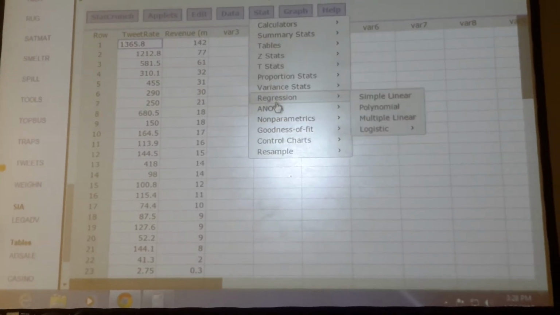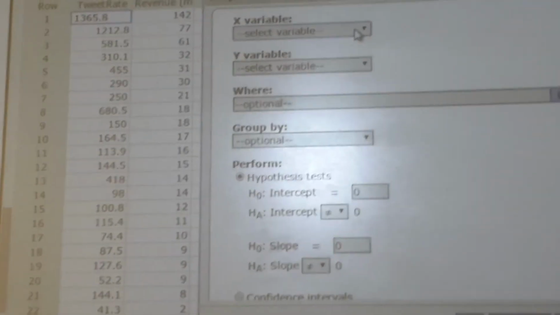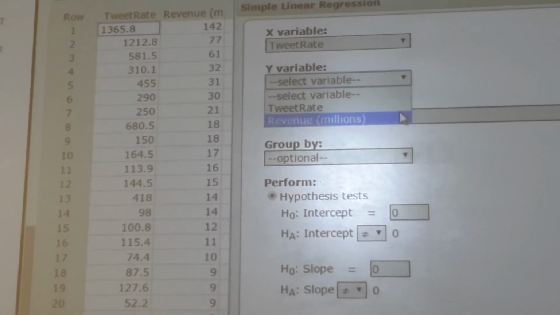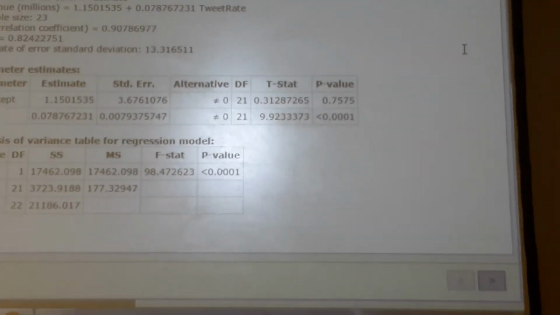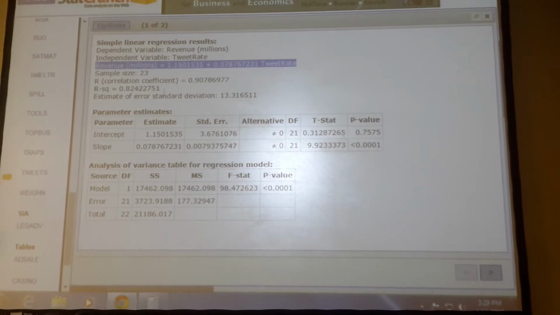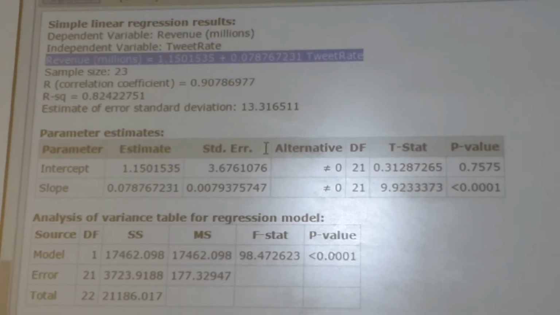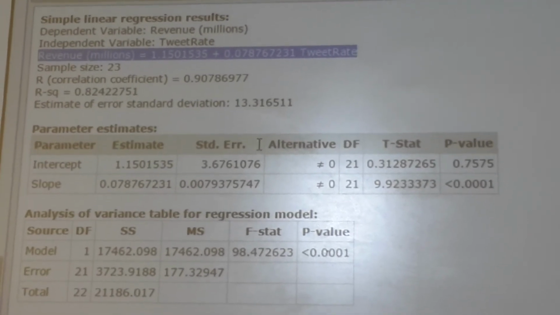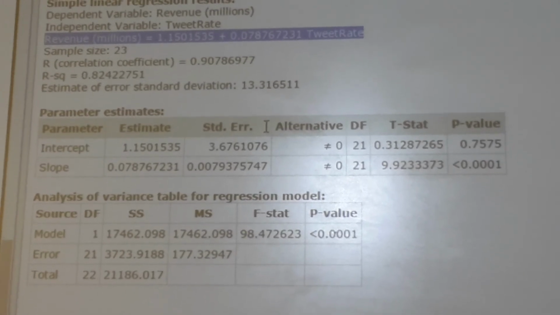We could go to stat, regression, simple linear. Our X variable, the one that we think has an effect on the other, is the tweet rate. Our Y variable, the dependent one, is our revenues. We click compute. We can see that our formula is that Y, or our overall opening weekend revenues, would be $1.15 million plus 0.0787 times the tweet rate, or the average tweets in that week leading up to it.